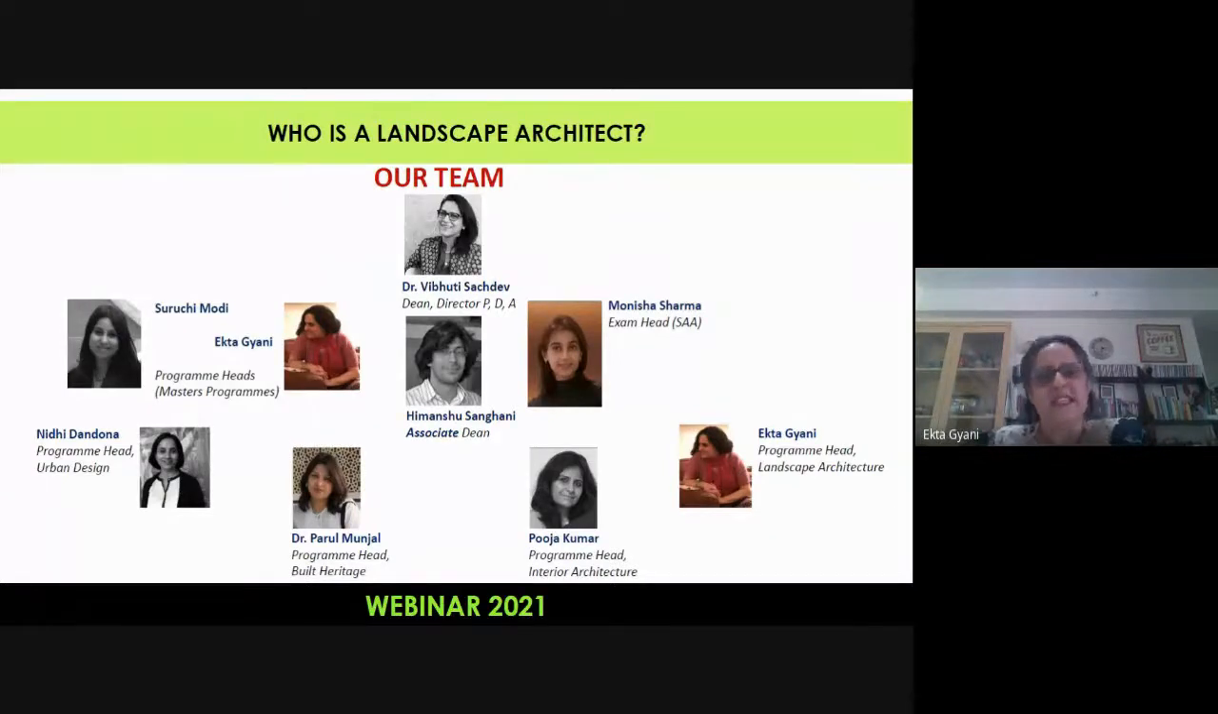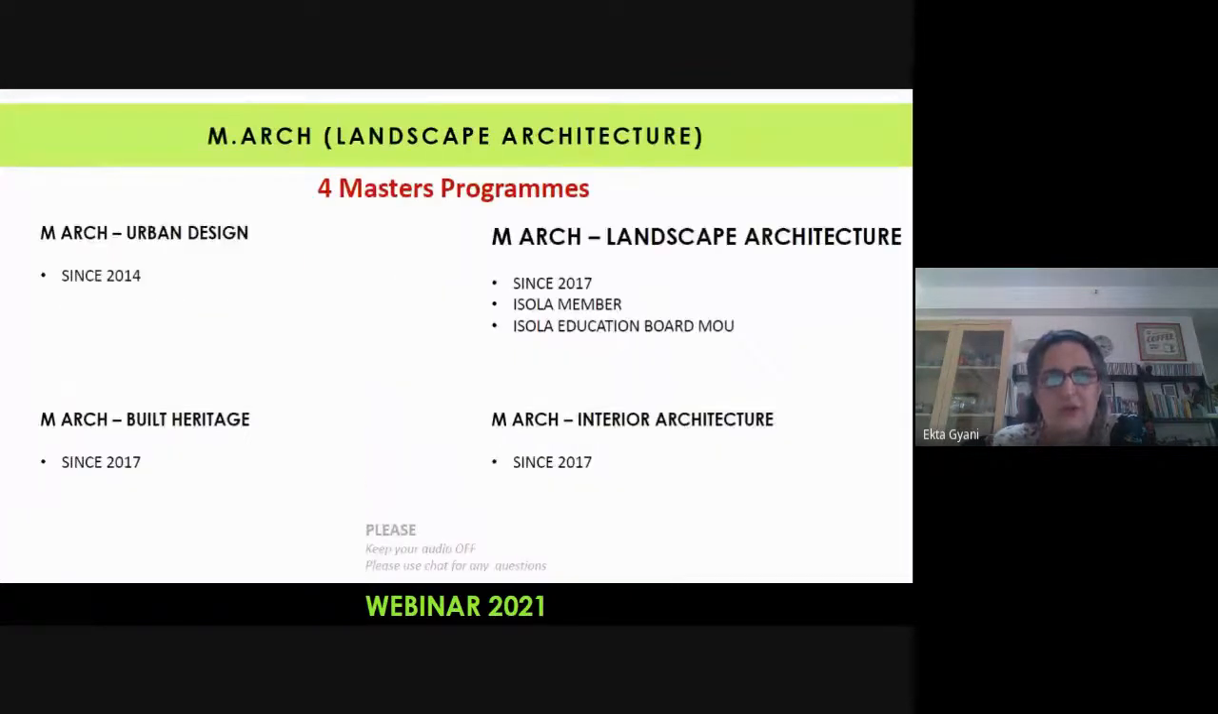So this is our team. We are led by Dr. Vibhuti Sachdev, who's our Dean and the Director of the Planning, Design and Architecture Schools. We have Himanshu Sanghani, Associate Dean, Suruchi Modi and I are the program postgraduate heads. Monisha is the exam head, and we have Pooja, Parul, and Nidhi, respectively heading the other master's programs, which I will talk to you about.